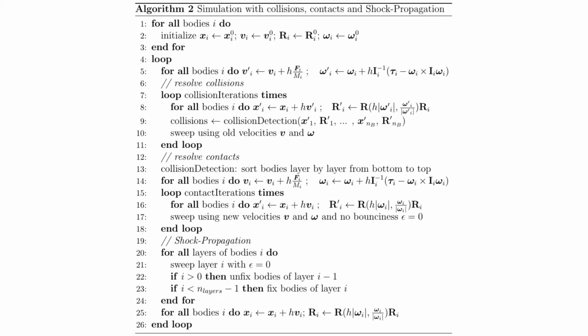And then in this contact phase, we use the new velocities. So here again, I update all the velocities with the forces, and from this point on, we don't need the old velocities, so I can just use V and omega as the velocities. And then we iterate a few times through all the contacts, and for these we set all the bounciness coefficients to 0, because we already handled the elastic bouncy collisions, and in the contact phase we don't care for bounciness, so basically we set epsilon to 0 for all the collisions. Okay.